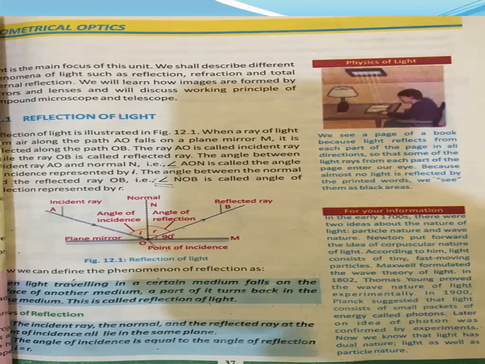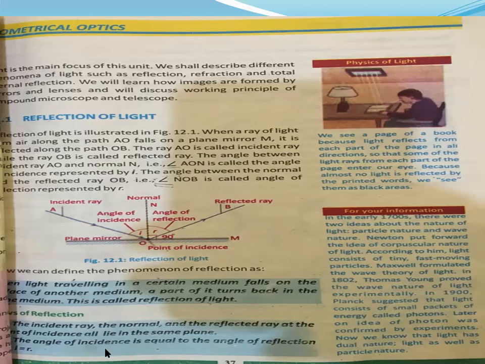Suppose you have a table in front of you, so it means the incident ray is striking, and the normal and the reflected ray, they are all lying on the table. So they are all lying in the same plane. So the angle of incidence is equal to the angle of reflection.